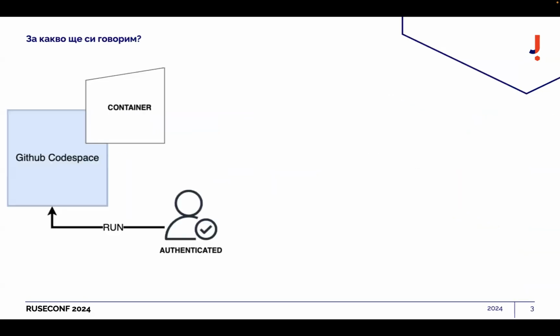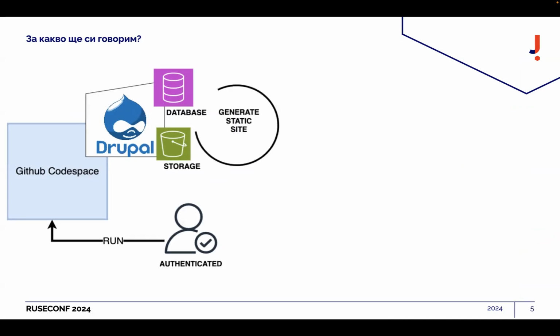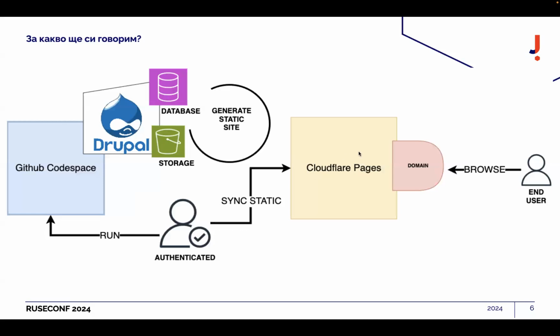What we are going to build now: we are going to run one Codespace. In that Codespace, we will install Drupal. We will have our own database and storage. In Drupal, we will create a page and we will add an option to generate the static site. Once the static site is generated, we will sync all the HTML files to Cloudflare Pages, and Cloudflare Pages will serve the small family website for us.